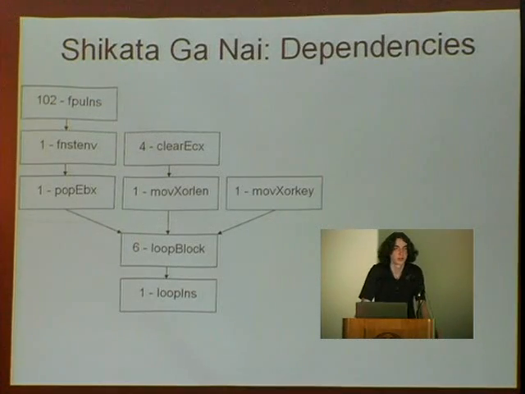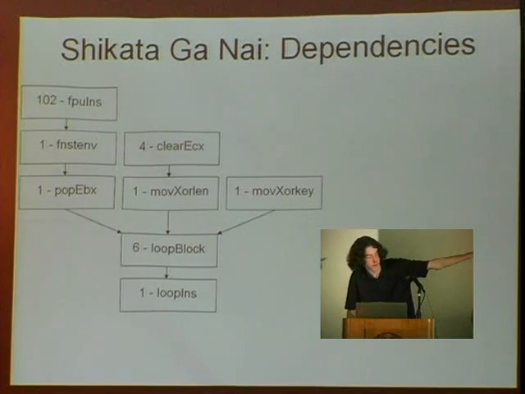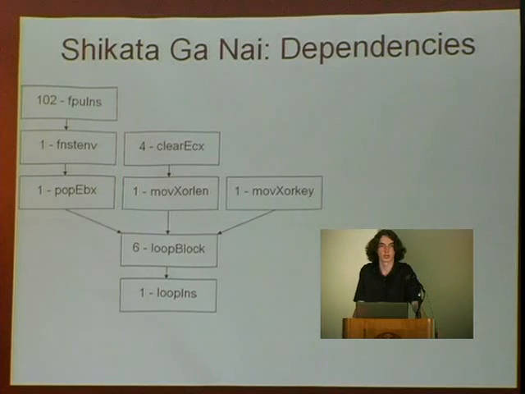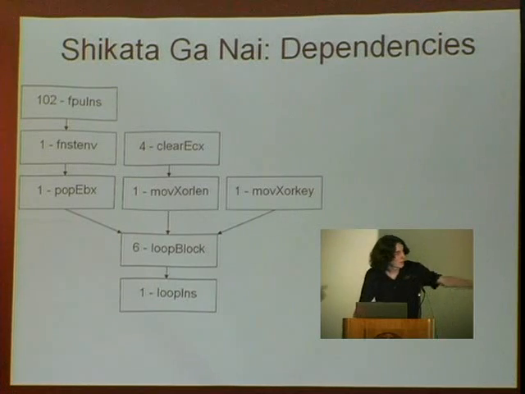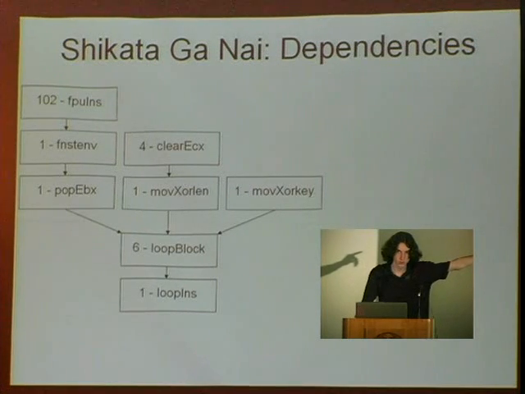So let's look at the way that Shikata Ga Nai actually works in generating the code. It has programmed-in logic, which has a dependency chain. If you look at this graph, at the top left there's a box with FPU inst written on it, and that's an FPU instruction. It has a pointer to a little box saying FNSTENV, which is also another FPU instruction on the IA32 architecture. What this graph essentially means is that before FNSTENV can run, FPU inst has to run. And before pop EBX can run, FNSTENV must have run.